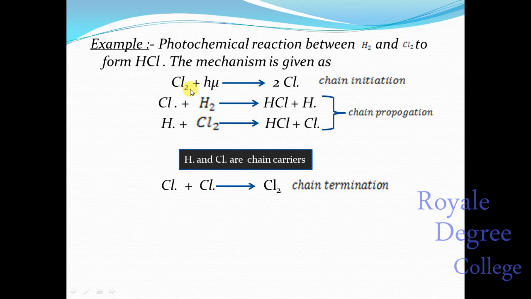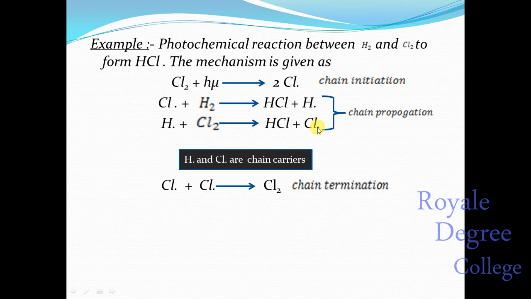See here, we are taking the chlorine molecule in the presence of light. That is a photochemical reaction which takes place here, and as a result of that we are getting 2 moles of chlorine free radical. These are chain initiation steps. Now, as we are getting the chlorine free radical, it will react with hydrogen H2, and as a result of that we are getting HCl plus hydrogen free radical. Then that hydrogen free radical will react with the chlorine, and as a result of that we are getting HCl and chlorine free radical. These two steps are considered to be the chain propagation steps.